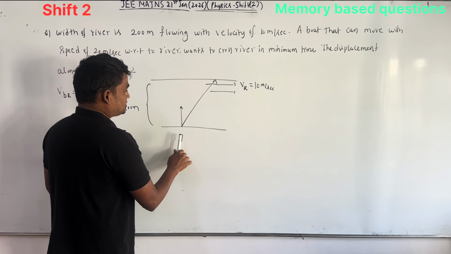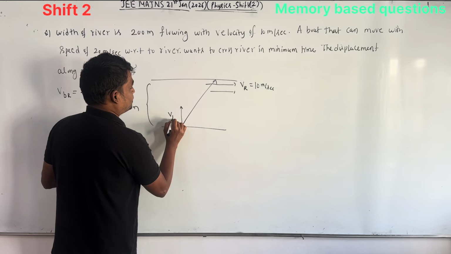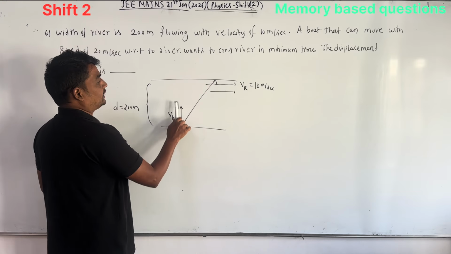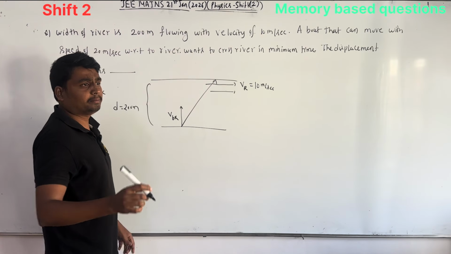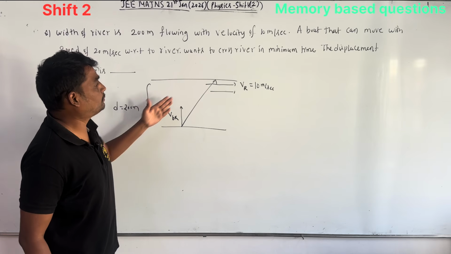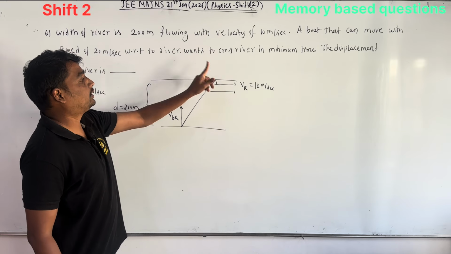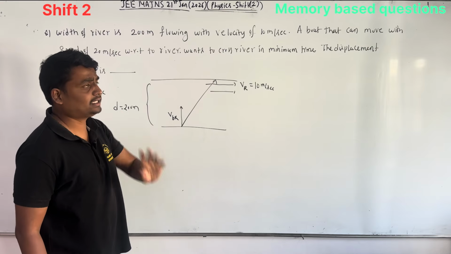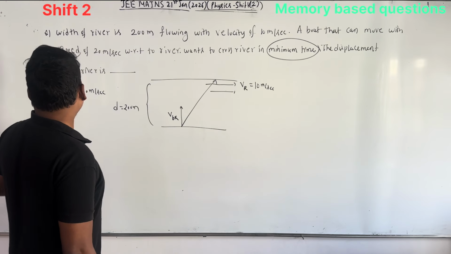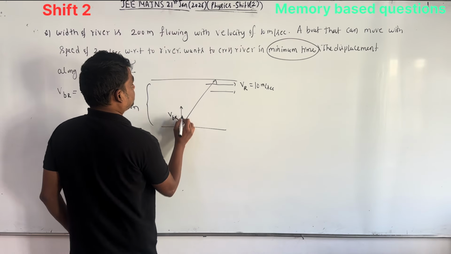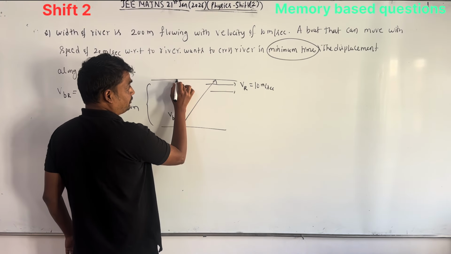If the boat tries to go straight, with its velocity with respect to river, then because of the river flow it will reach the other side in the minimum time, because the flow supports the boat to move faster. So in the minimum time it will go. Now the displacement along the river: when you try to go straight across, you end up shifted.